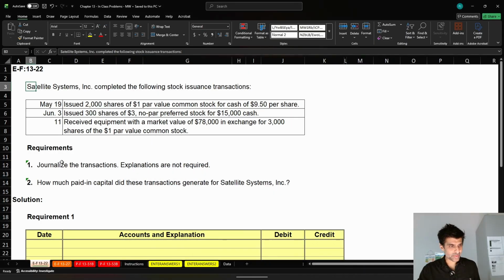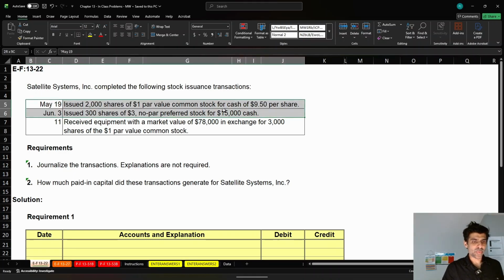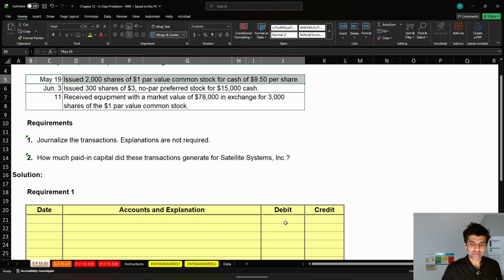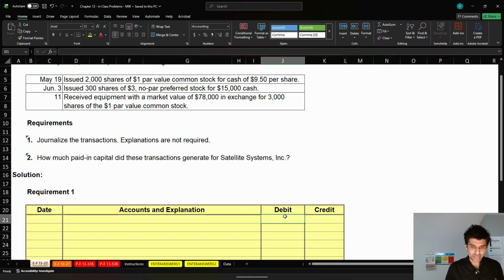Okay, so let's do this together. So the first one, 2,000 shares, and we're selling them for $9.50 per share. So immediately I can figure out how much cash I'm going to collect by just doing $9.50 times 2,000 shares. I'm going to be bringing in $19,000.